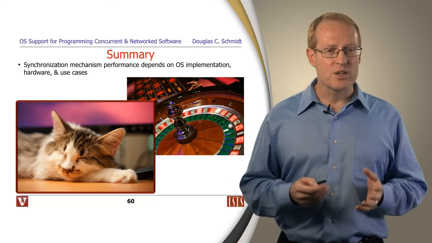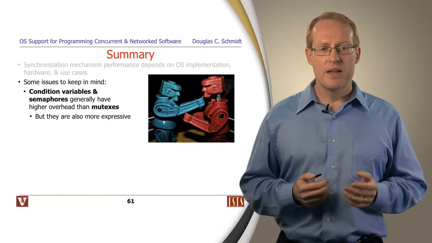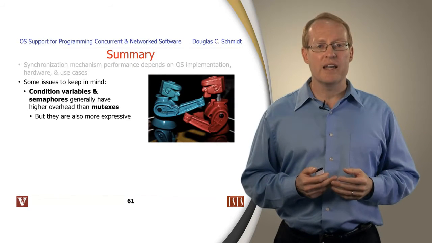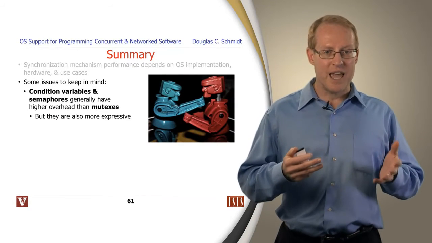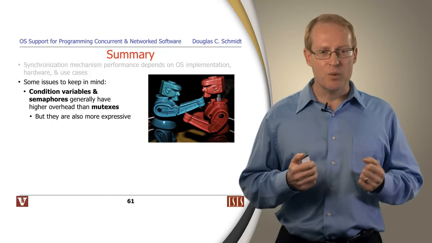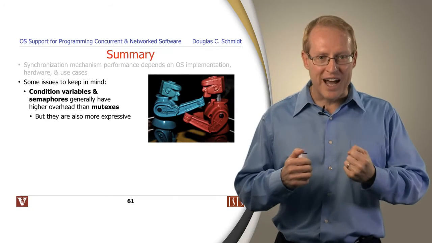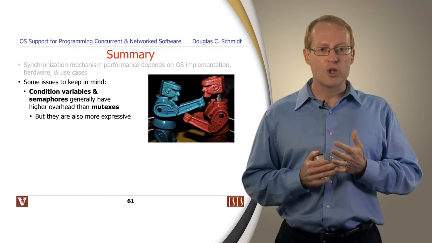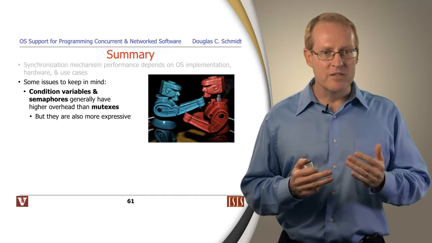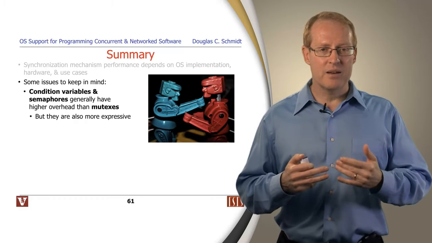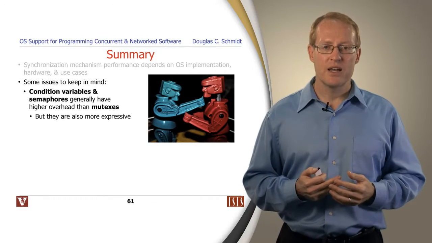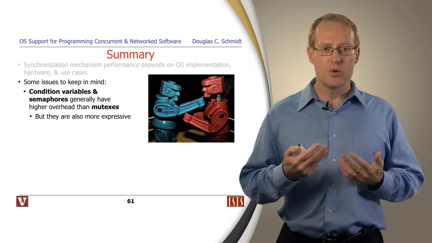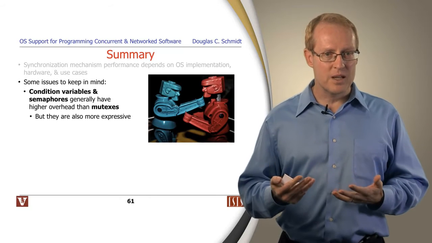So different implementations do things in different ways. Some other issues to keep in mind as far as performance and capability are the following, if you want to have the different mechanisms duke it out to see which one to choose. Condition variables and semaphores are generally more expensive in terms of overhead than mutexes and reader-writer locks. And that's because they often will do sleep locks as opposed to spin locks.